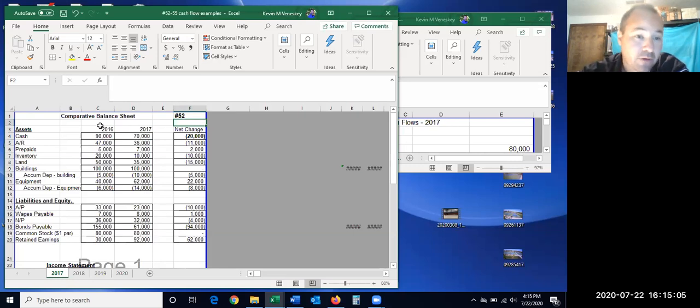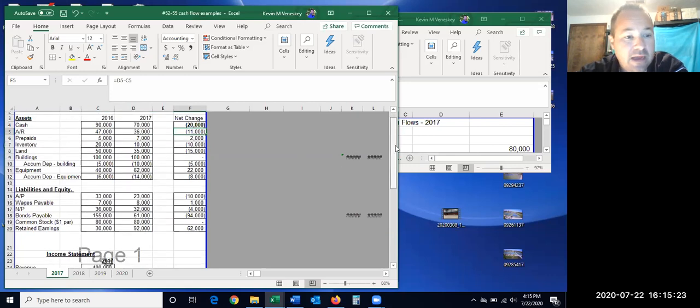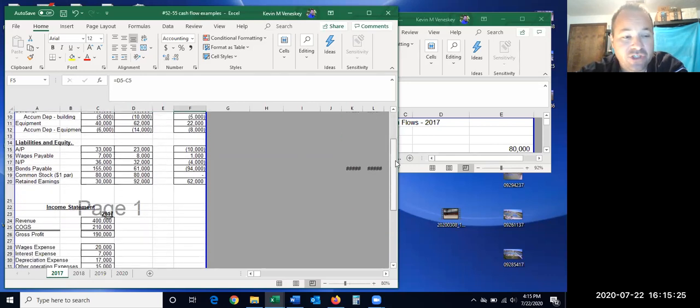So remember that the book is going to have the left over here being the most recent. So they're going to have 2017, 2016, or whatever years they use. So here, the AR went from 47 last year down to 36 this year. So there was a net change of $11,000. And I did that for all of the balance sheet items.